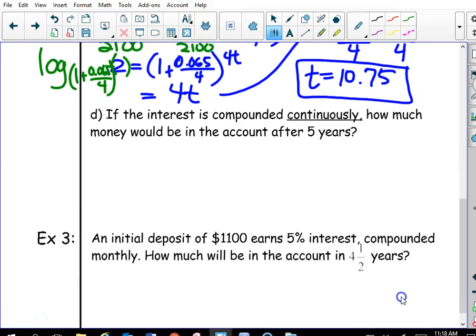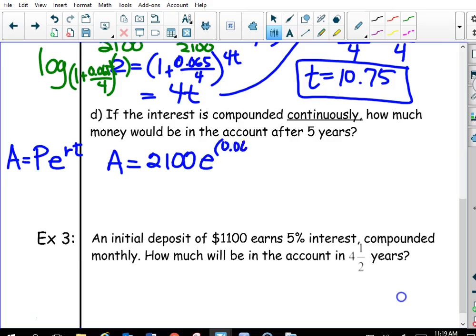If the interest is compounded continuously, how much money will be in the account after 5 years? Remember, our continuously compounded equation, kind of similar, but our Euler's number shows up. It totally simplifies our calculations. So we're just going to plug in our beginning amount, which was 2100, e to the 0.065 times 5. All right, back to the calculator.